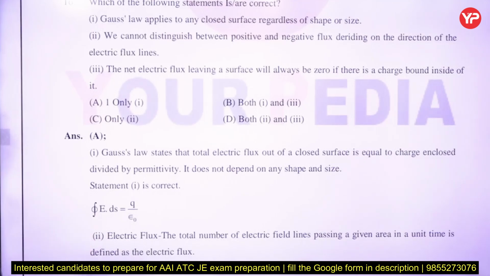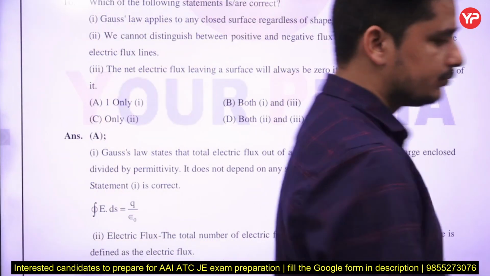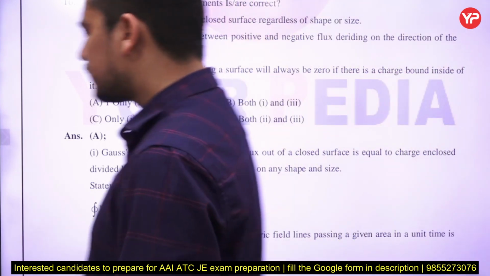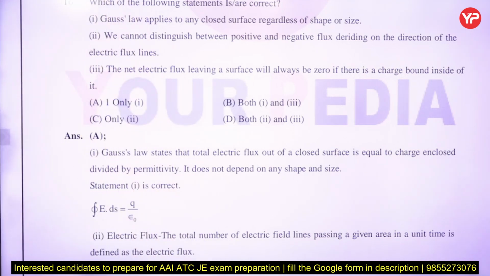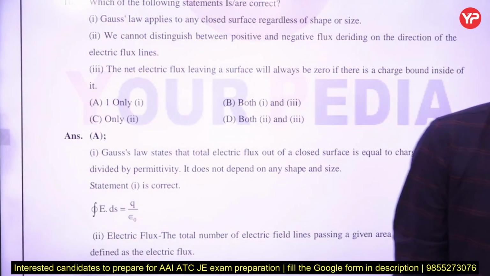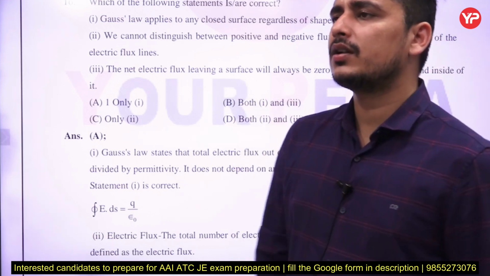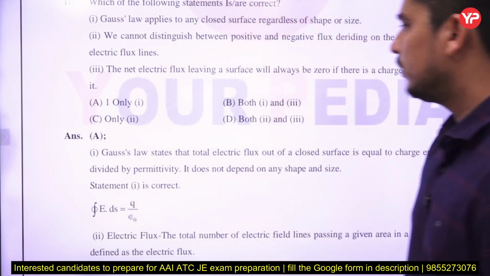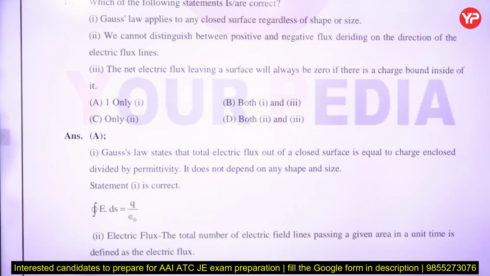Yeah, next question, which of the following are correct? Gauss law is applicable to any closed surface regardless of the shape or size of the surface. See, basically whenever we talk about the Gauss law, Gauss law says that the charge enclosed by any closed surface. It is not talking about the shape or size of the surface. It just says whenever you have a closed surface, the electric flux out of that surface is equal to the charge enclosed by that surface. So that does not depend on the size or shape of the surface, right?